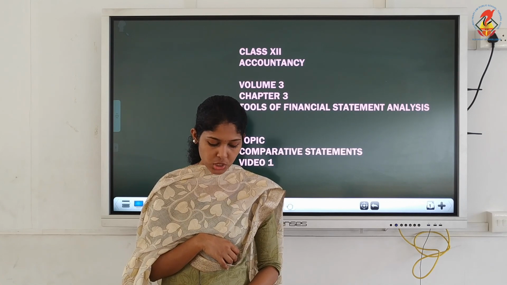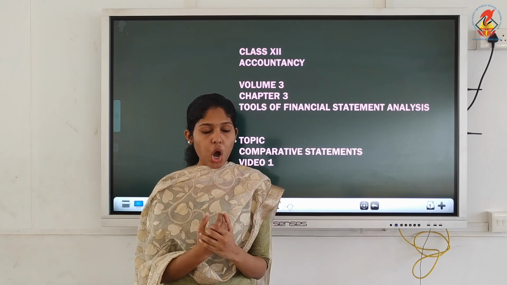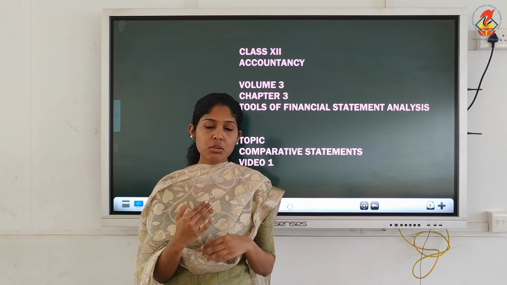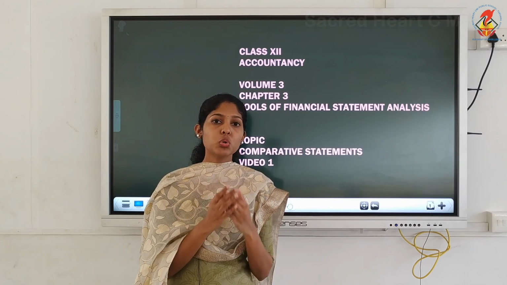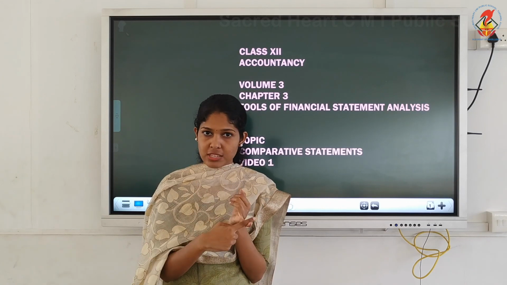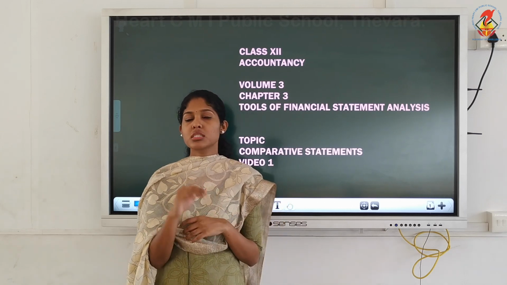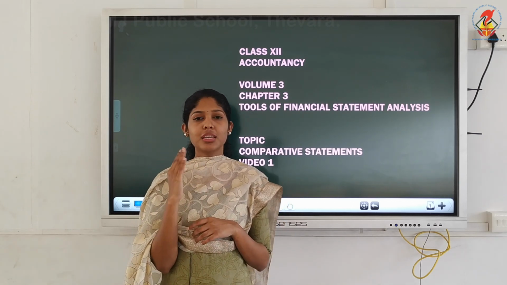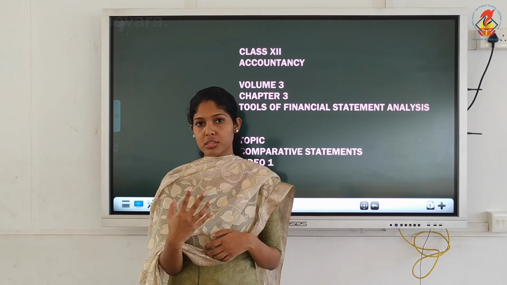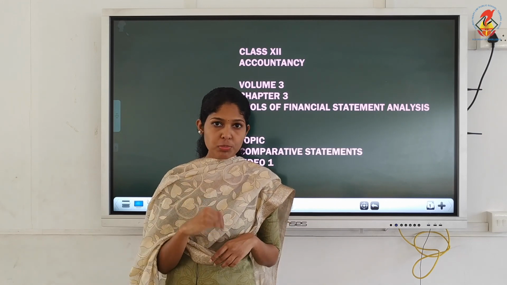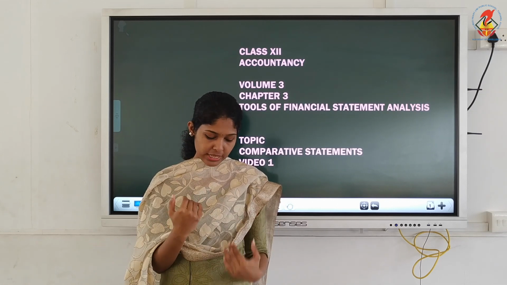Depreciation and amortization expenses. What is depreciation? It is decrease in the value of fixed assets. Amortization means decrease in the value of fixed intangible assets. We know that out of fixed assets, we have tangible and intangible. Reduction in value of tangible assets is known as depreciation, and reduction in value of intangible assets like goodwill, trademarks is known as amortization. Then other expenses. So add all these, you will get the expenses.